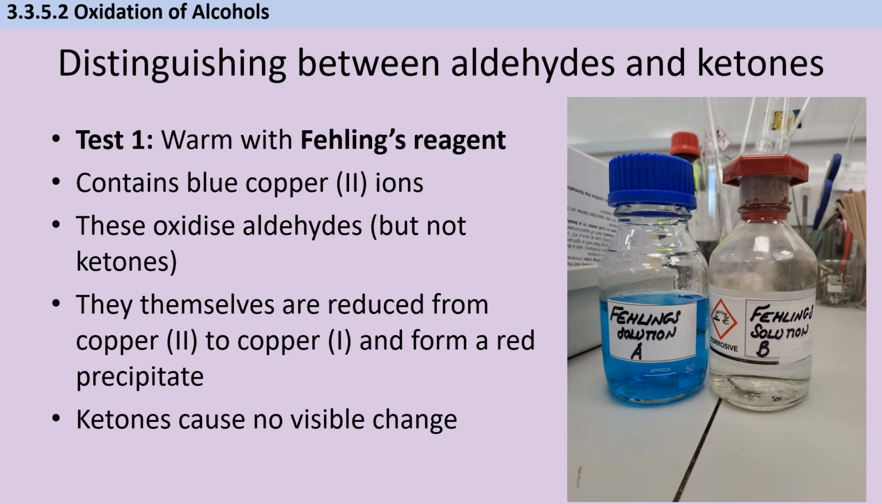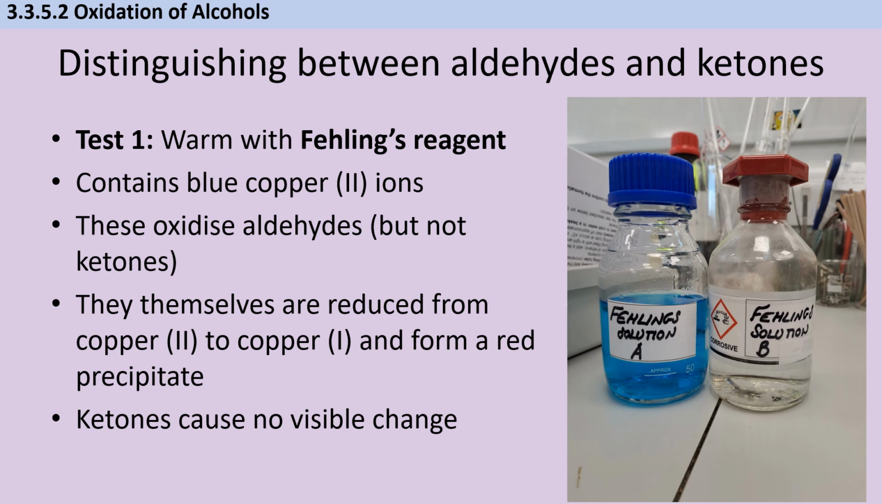The first test is the Fehling's test. So we're going to warm our chemical with some Fehling's reagent, and you make that Fehling's reagent by mixing together some copper sulfate, which contains that blue copper 2+ ion, and some potassium sodium tartrate and some sodium hydroxide, which is a colourless solution. You mix those together, warm your chemical with those, and if the chemical that you're assessing is an aldehyde, it will be further oxidised to produce a carboxylic acid, whereas a ketone can't be further oxidised.